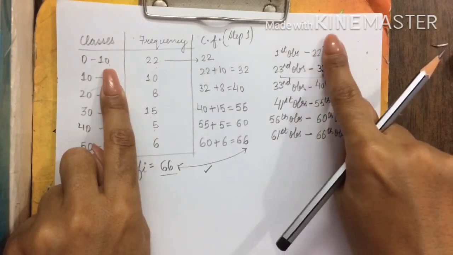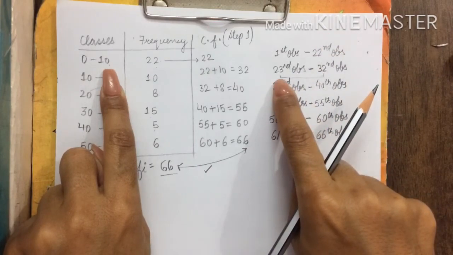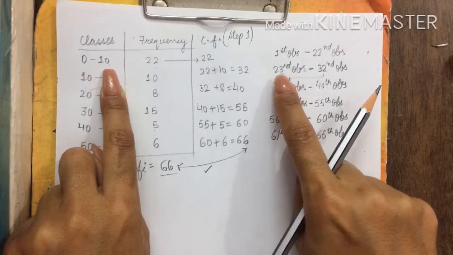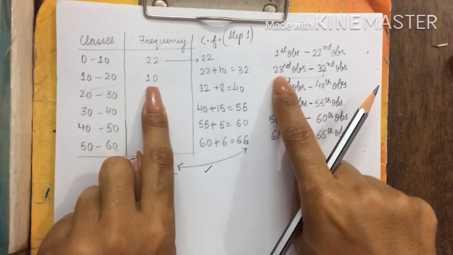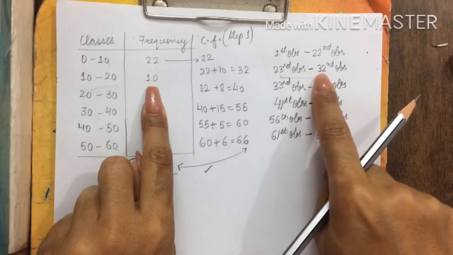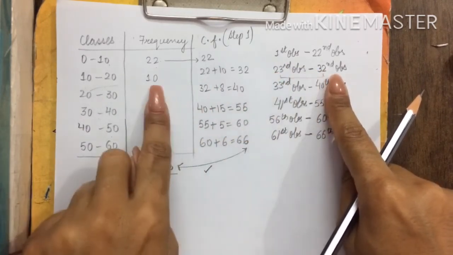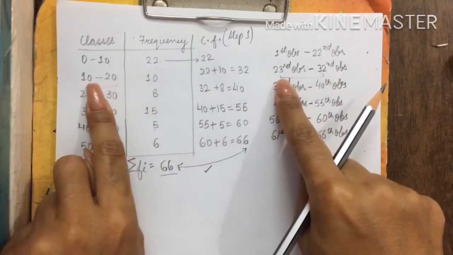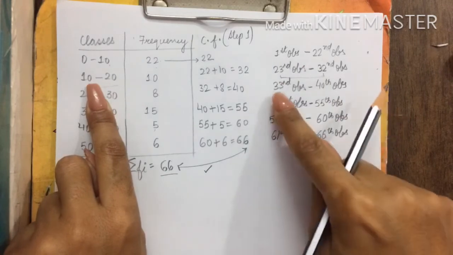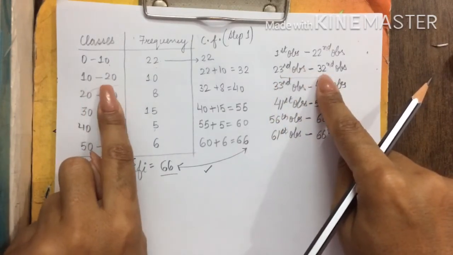After 22 observations, I would start with the next observation, the 23rd observation. From the 23rd observation, the next 10. The next 10 means from the 23rd up to the 32nd. You can count: from the 23rd to the 32nd, there are 10 observations. And these 10 observations will be in this range. So the 23rd to 32nd observations were in this group.